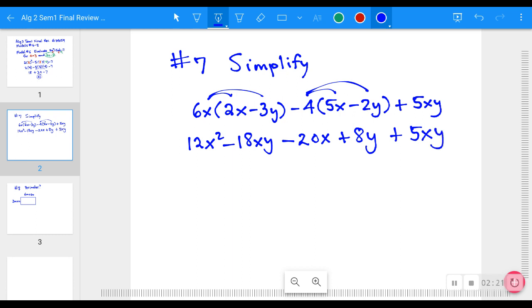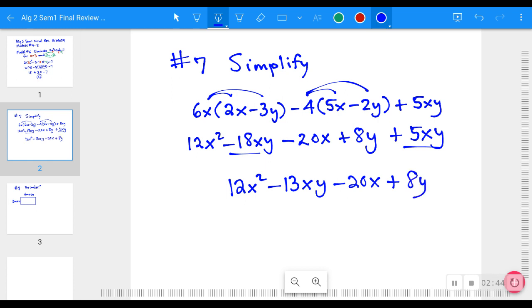So as I search through here for things that can be combined, the only things that stick out to me are those xy terms, and those will combine to give -13xy. So 12x squared minus 13xy minus 20x plus 8y. And as unsatisfying as this is, there's nothing else that combines, so that's our answer.